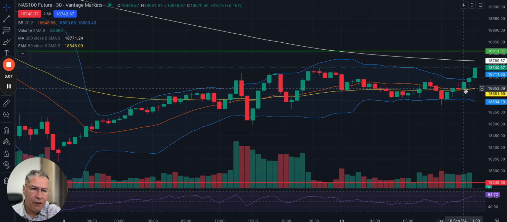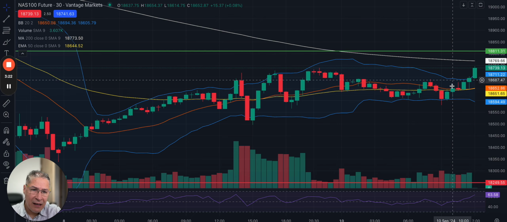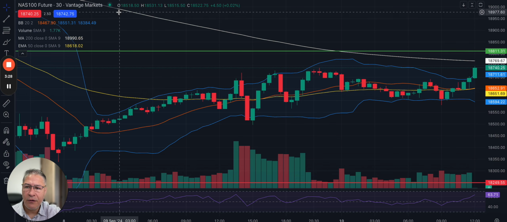As for today, the resistance is going to be 18,811 for the day. Initially, we want to be looking at the 200-day moving average as a possible dynamic resistance level for the Nasdaq, and obviously we're bouncing off the 50-day as support. So that's for the Nasdaq.